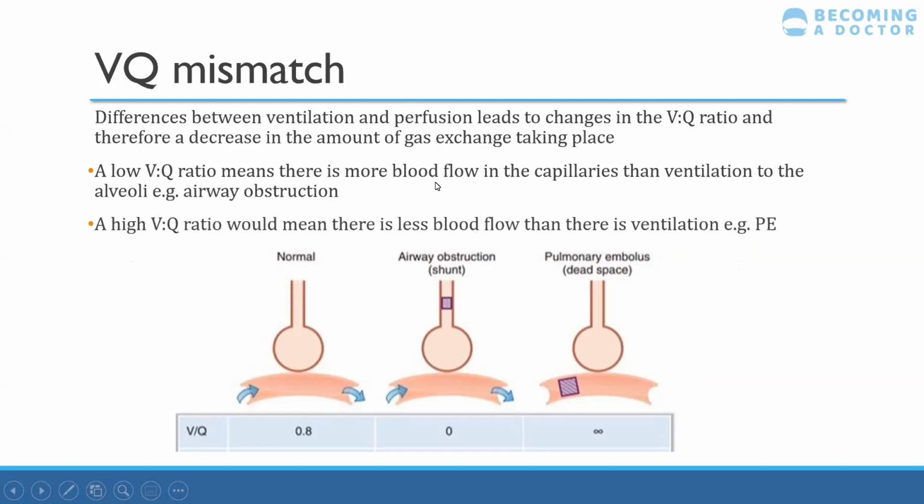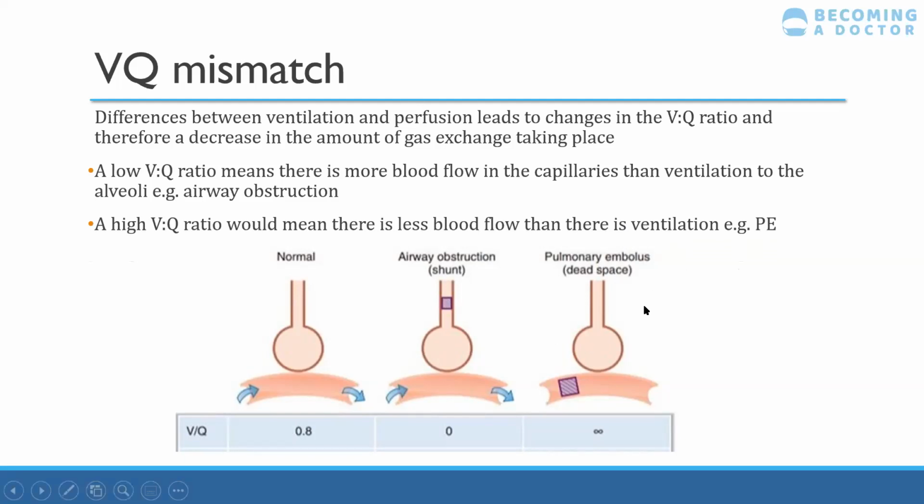But a high VQ ratio would mean that there is less blood flow than there is ventilation. So that would be caused by any kind of disease that would reduce the blood flow. That would be things like a pulmonary embolus, which would block your capillaries, or it could be things like low blood pressure, reducing your perfusion there.